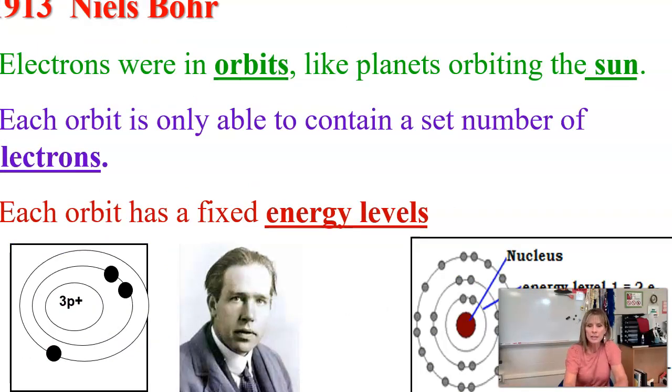Niels Bohr, another scientist, believed that electrons were in orbits like planets orbiting the sun. And this is a good one for us, we can visualize that. We know what the planets look like orbiting the sun. Well, this is the way Niels Bohr thought that electrons orbited the nucleus. He believed that each orbit is able to contain only a set number of electrons. And he said that each orbital had a very fixed energy level, a fixed amount of energy through which those electrons would travel.